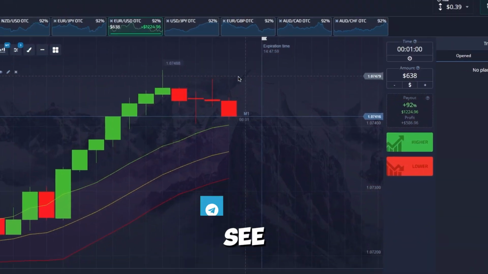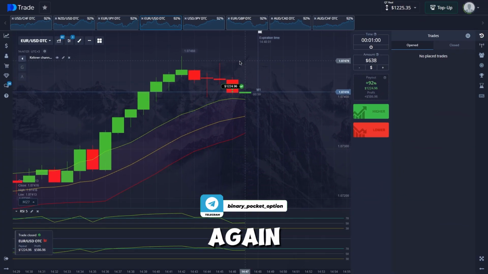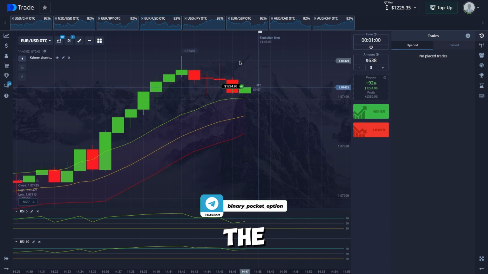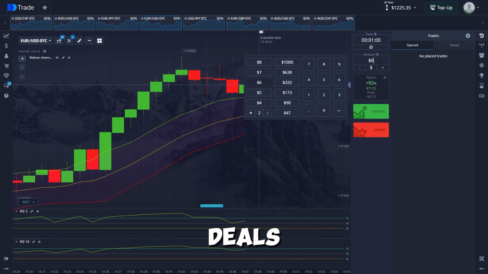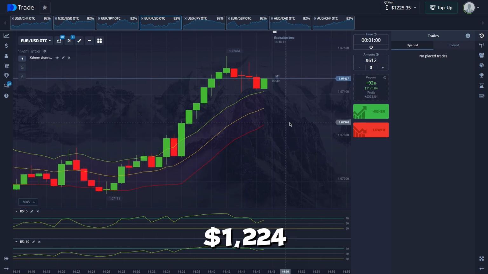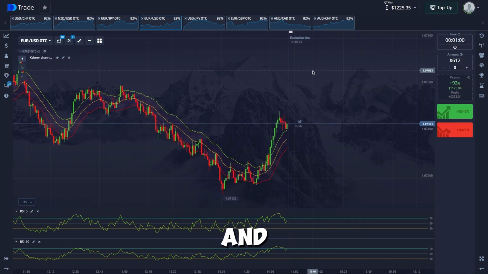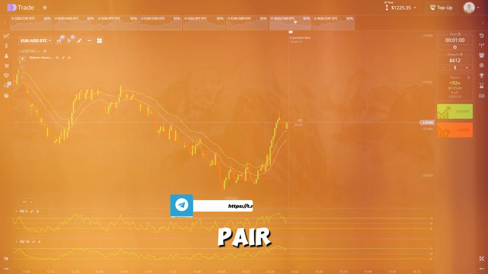And as you can see, our deal closes in A+ again. We will change the amount of the transaction value, put 612, and open two deals in the amount of $1,224. Let's start and select the next currency pair.